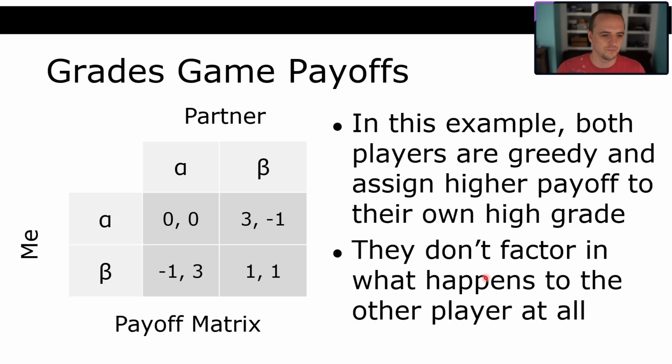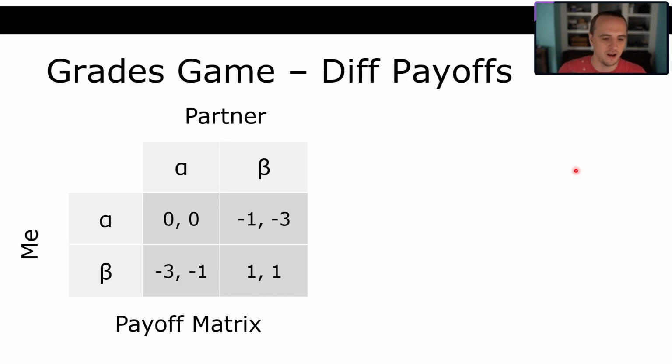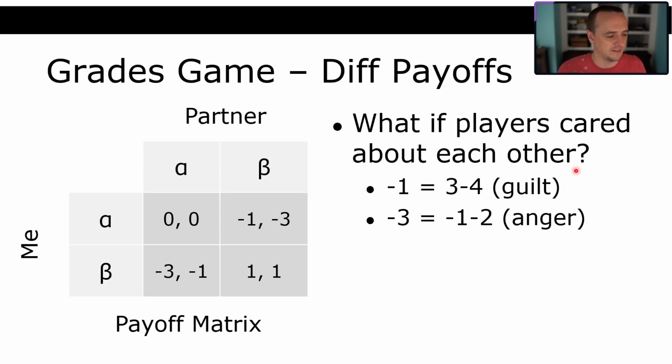So, this was the previous matrix, right? So in this example, this was the greedy one. Both players are greedy and assign higher payoffs to their own grade. They don't factor in what happens to the other player whatsoever. But here is the payoff where people start to care, right? They have some emotions. So this -1 here is going to be the previous 3, maybe -4, because I have some guilt about giving you a bad grade. And maybe now this is a -3, which was a -1, but now we feel kind of angry, so we're going to feel even worse about getting a bad grade.